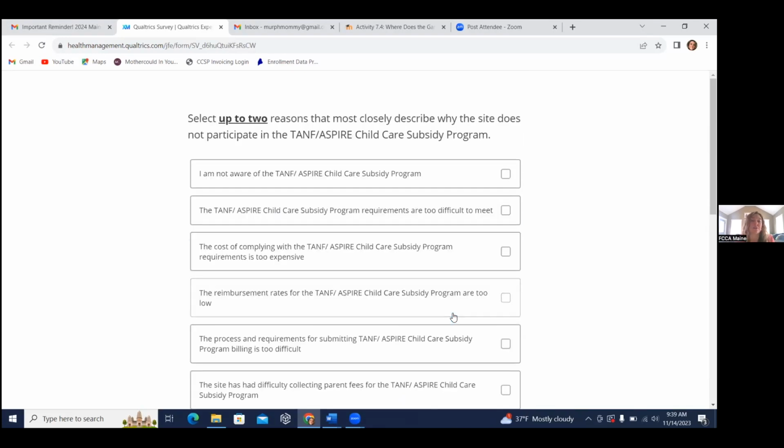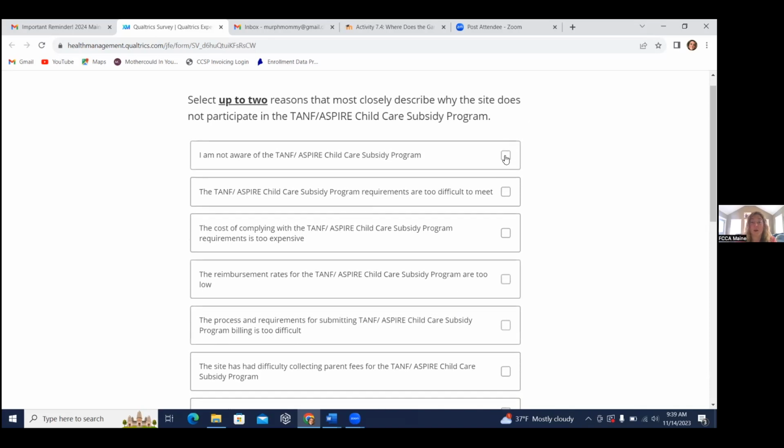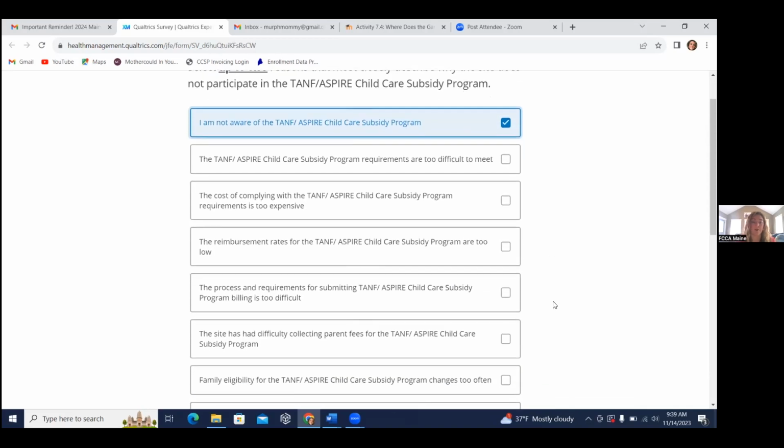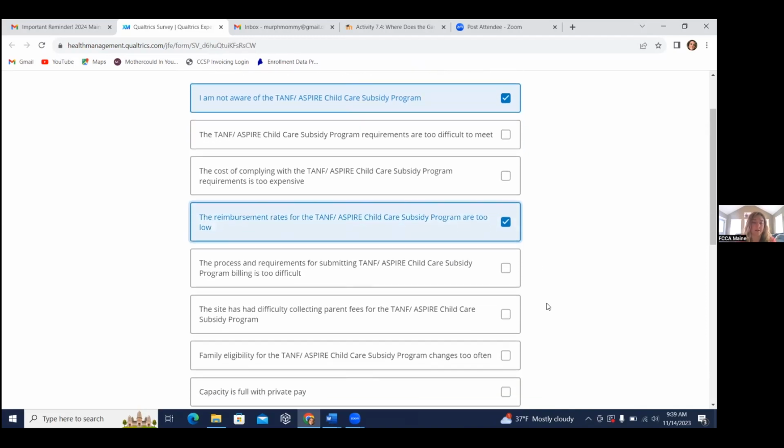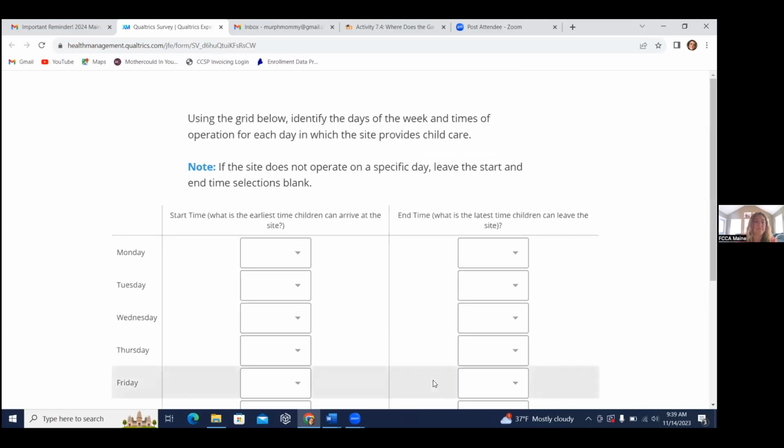Great. So select up to 2 reasons that most closely describe why the site does not participate. I'll put I am not aware, so I think that might be one. And as we know, reimbursement rates are too low. I think that's probably what most providers will say. I agree. So we're going to do that, and we're going to go next.